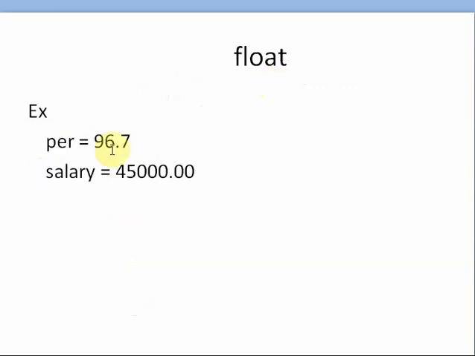Second data type is float. Example, percentage equal to 96.7. You know the float data type is where you can store the number with decimal place, 96.7. Second, salary equal to 45000.00. So these are the float variables.